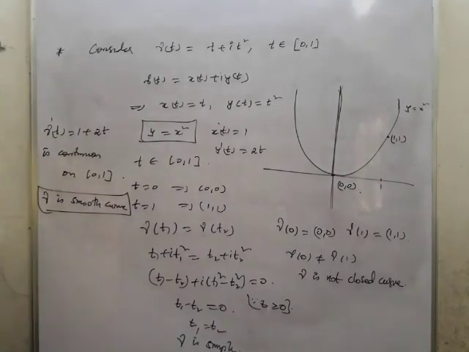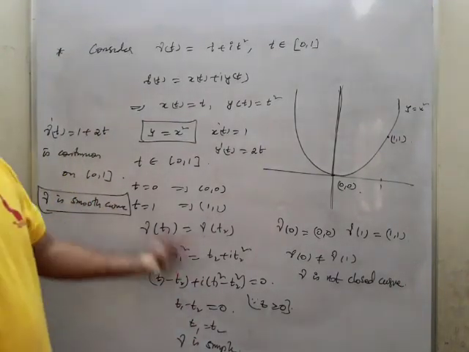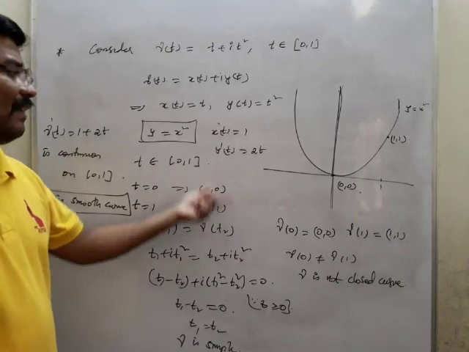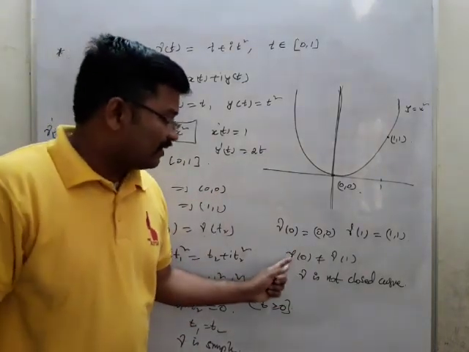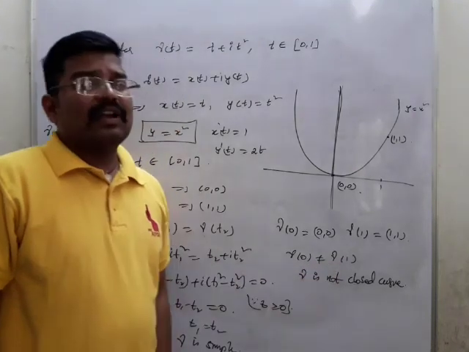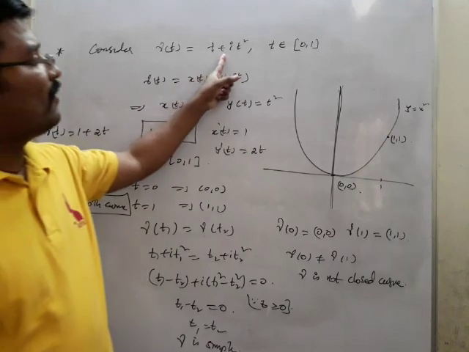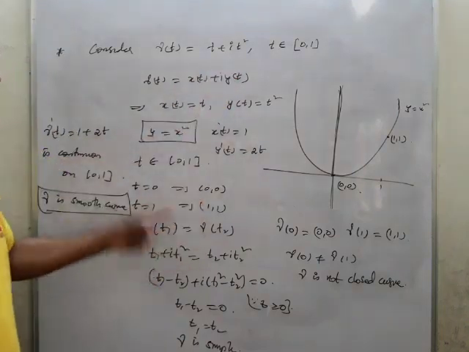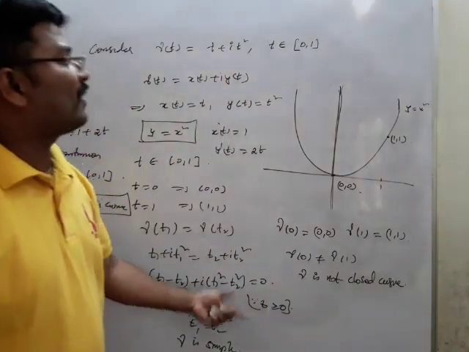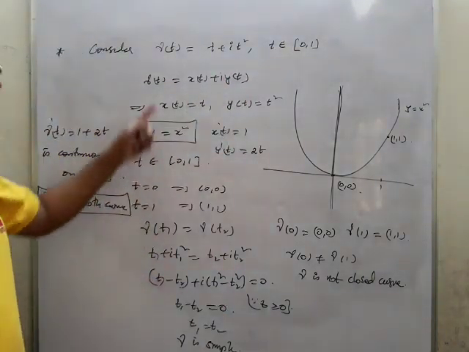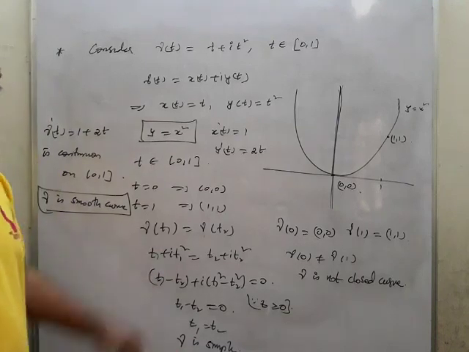So what we have proved is that gamma is a simple regular arc, because it is 1-1, but it is not closed because gamma of 0 is not equal to gamma of 1. This is another way of doing the problem that we did in the first problem. Like this we can do many problems regarding curves. Thank you.